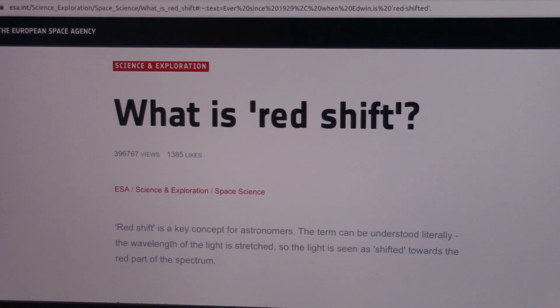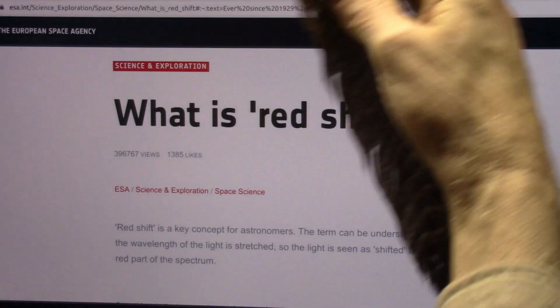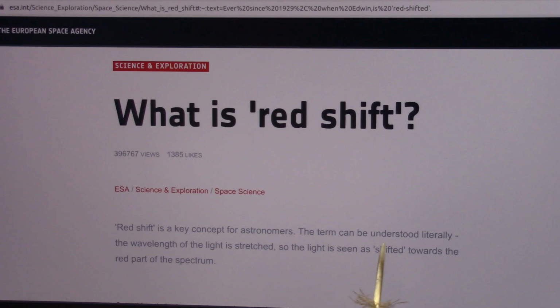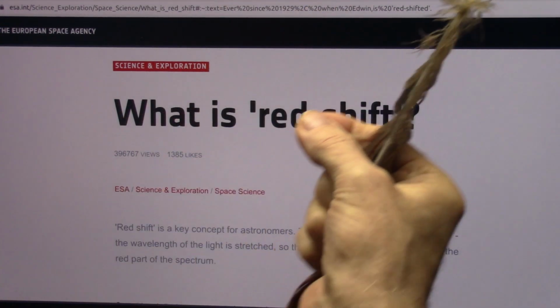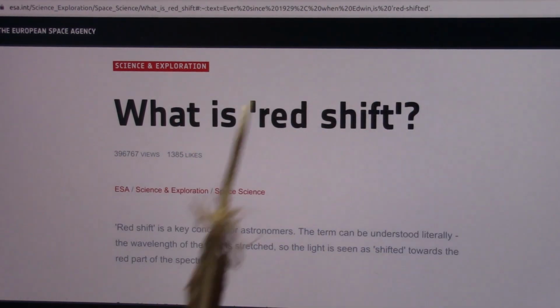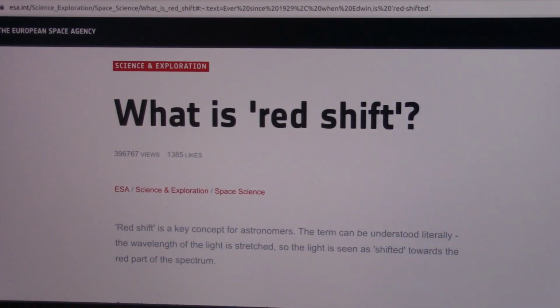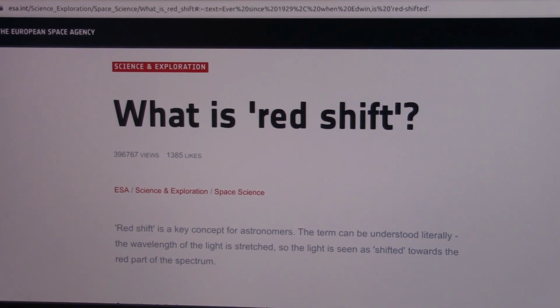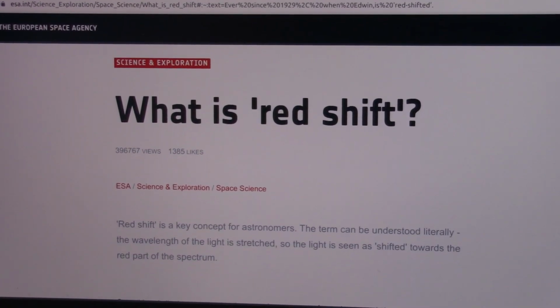Well, what is the redshift? The redshift is a key concept that astronomers use to see how far away things are. The term can be understood literally as the wavelength of the light being stretched as things are pulled away from us because they're traveling so fast, moving away. Well, that's just ridiculous. Light is just slowing down.